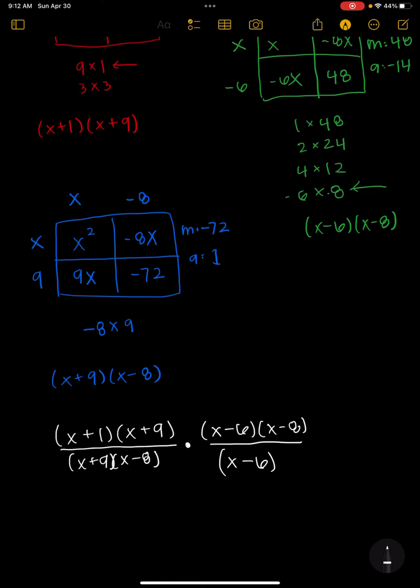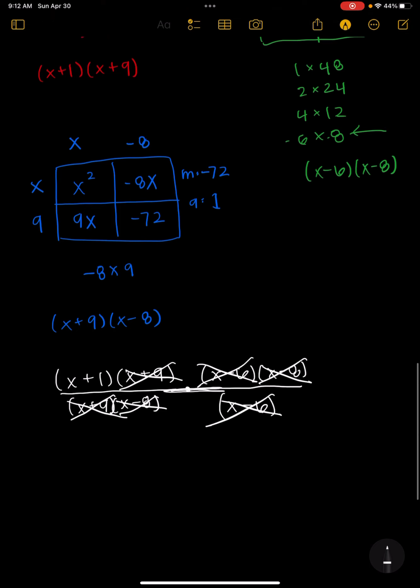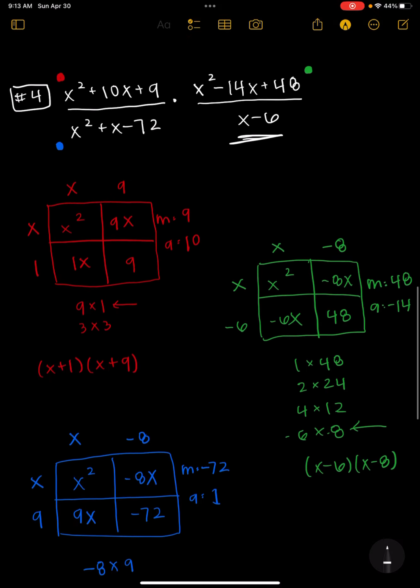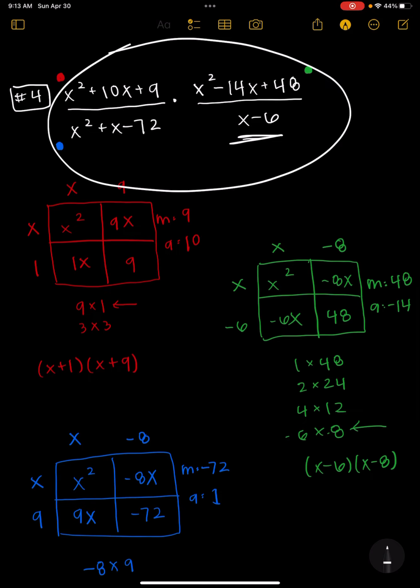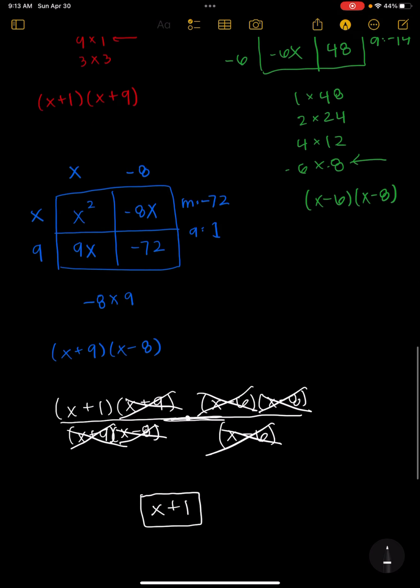All right, so we're going to make this a big fraction, and then we're going to cancel out what we see in common. There's a couple of things in common, but the first thing I notice is that there's x minus 6's, and then we have x minus 8's, and x plus 9's. Literally everything got canceled out except for the x plus 1, so my final answer is x plus 1. And that's crazy because x plus 1 came from this big thing, so obviously simplifying really does help. And that's how we multiply rational functions.